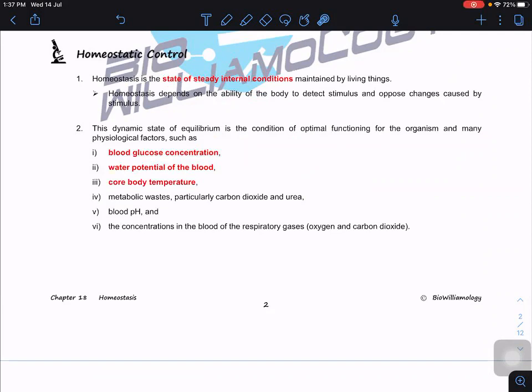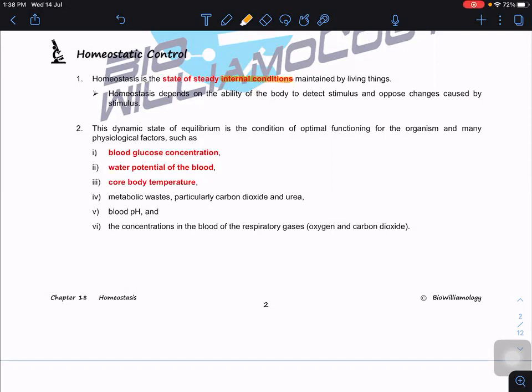Okay, so homeostasis is a state of steady internal conditions maintained by the living thing. So highlight the words internal conditions. It means the external condition tends to change our internal condition. For example, very simple, when you have lunch, okay, high in carbohydrates, it means that your blood glucose increases. So when your blood glucose concentration increases, we cannot let it continue to increase. What we want to do is bring it back. So this is what we call homeostasis.